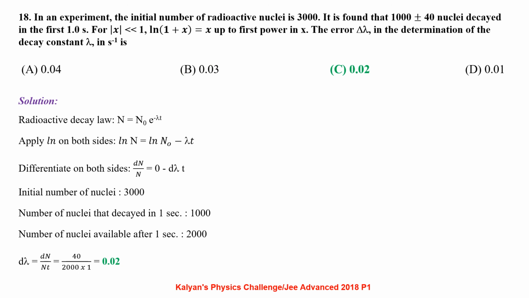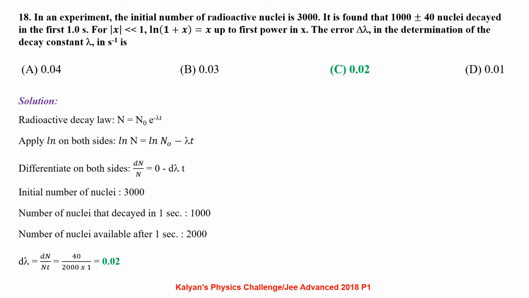In an experiment, the initial number of radioactive nuclei is 3000. It is found that 1000 plus or minus 40 nuclei decayed in the first 1 second. For delta x very much less than 1, ln 1 plus x equal to x up to the first power in x.